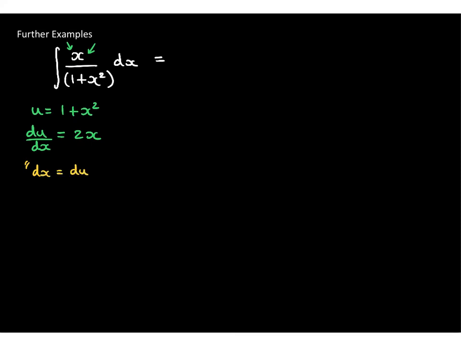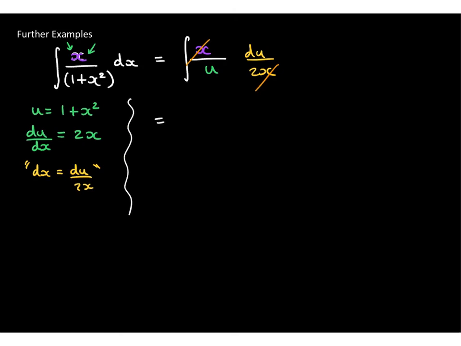So, next step, ready for our integration. We get the integral of x, and remember I'm going to leave this x just as x for the moment, over u, and then in place of dx, du over 2x. Now, cancel, cancel, as we knew this would happen, and let's pull out the factor of a half. We then have a half the integral of 1 over u du. So that is a half ln mod u plus c. Now, the last step is, as always, replacing this with what it is in terms of x, so we have a final answer that's in terms of x, not in terms of u.